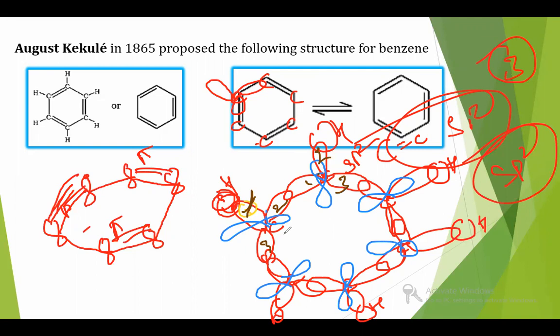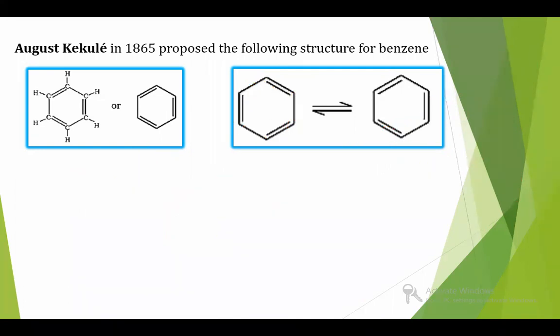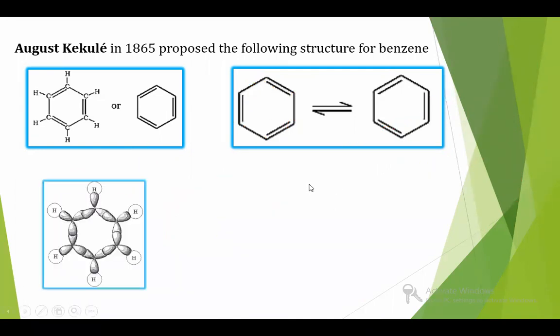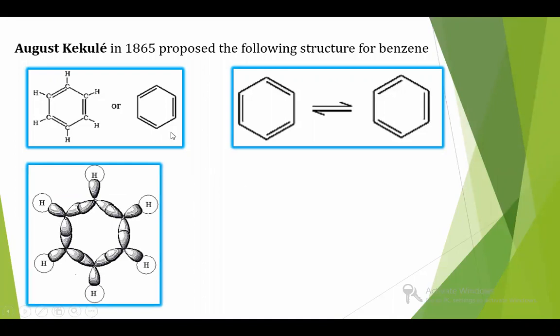Those are unhybridized p orbitals. So I'll show how the hybrid structure will look. So this is sp2 hybridization, right? And sp2 hybridization is formed by one s orbital and two p orbitals. 1s plus 2p is equal to 3 hybrid orbitals.